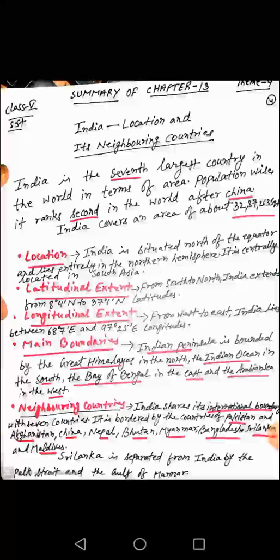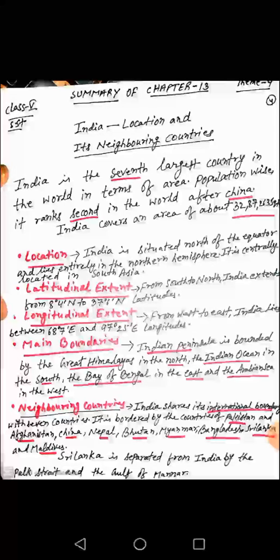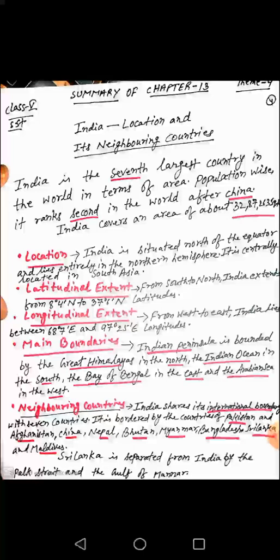The main boundaries related to India: the Indian peninsula is bounded by the Great Himalayas in the north, the Indian Ocean in the south, the Bay of Bengal in the east, and the Arabian Sea in the west. What are the neighboring countries of India? See over here. India shares its international boundary with 7 countries.